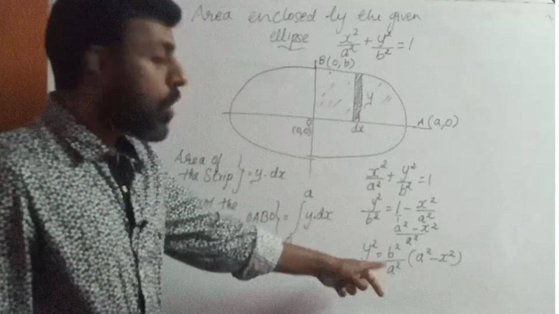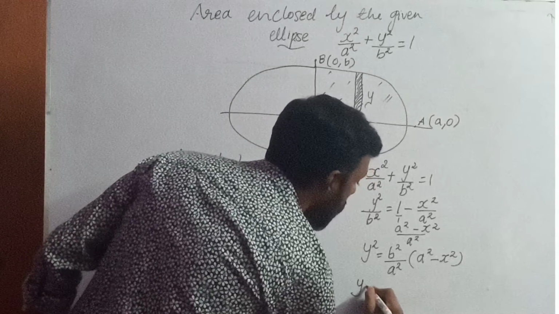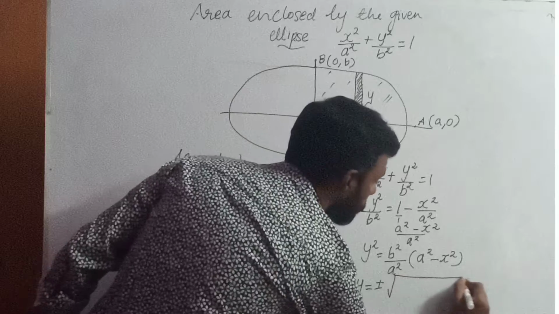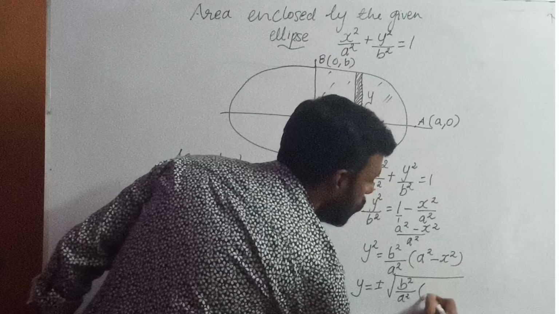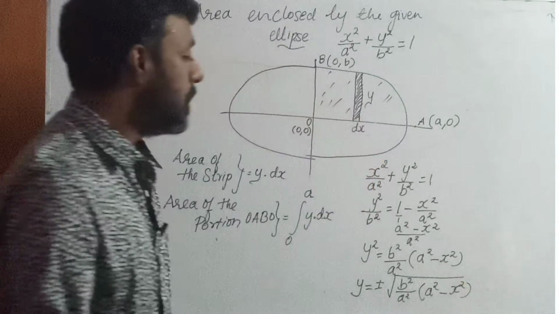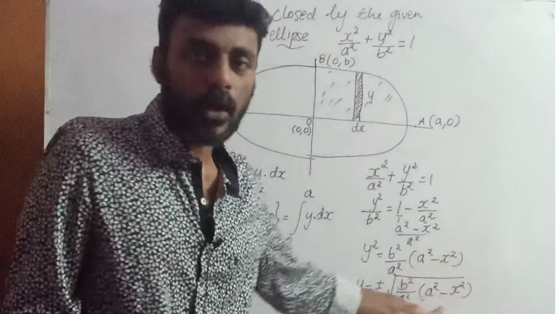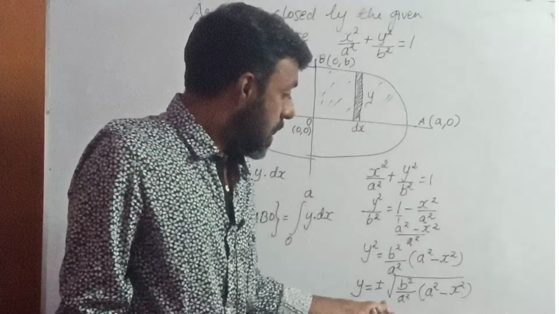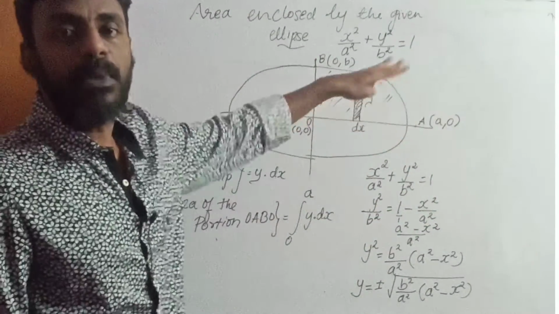So y squared. I just wanted to know the value of y. If I want to know the value of y, y will be plus or minus root of b squared divided by a squared into a squared minus x squared. Right? So the whole expression, I am bringing it under the square root, putting both the signs, positive and negative.